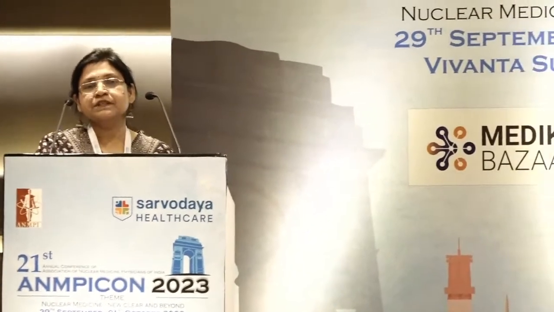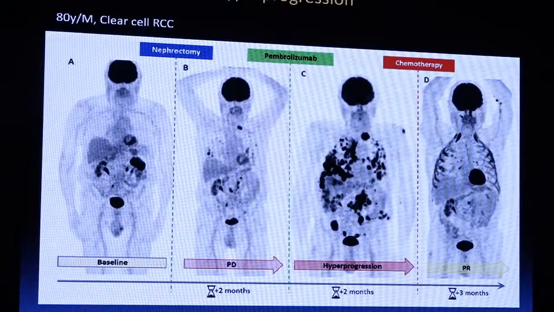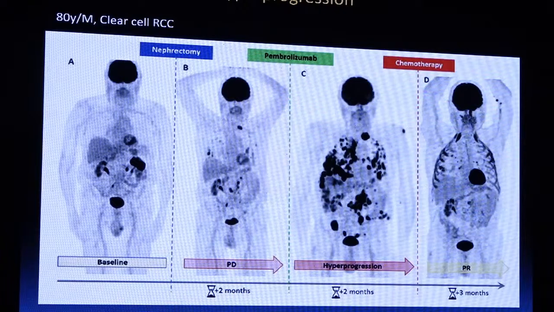There are multiple criteria for defining hyperprogression, but nothing is sacrosanct. Some of the criteria utilized are time to treatment failure of less than 2 months, greater than 50% increase in tumor burden, and greater than 2-fold increase in the pace of progression. In this example, an 80-year-old male with clear cell RCC, this is the baseline FDG PET-CT study of progression. Because the patient was clinically deteriorating, the immunotherapy was stopped. Otherwise, if the patient is still okay and not deteriorating clinically, you have to do a repeat imaging at 4 to 8 weeks.